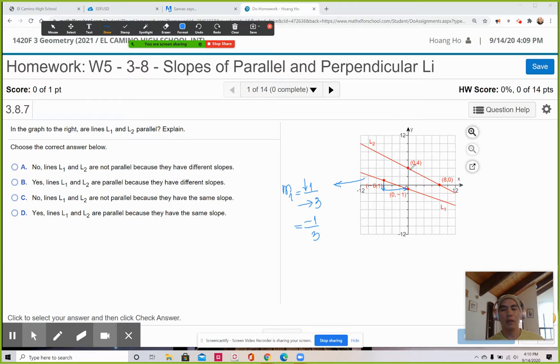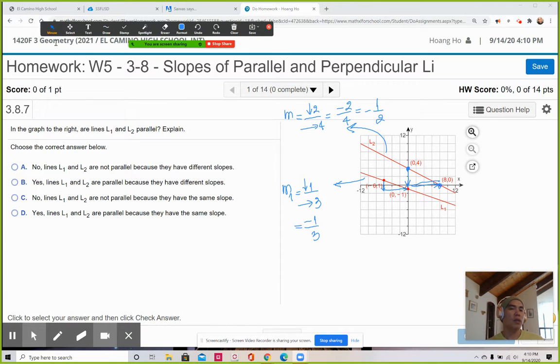Look at line 2 over here. From this point, go to this point. Down 2, go to the right side 4. Okay, so the slope of this line is down 2, go to the right side 4. So down 2, -2, -2/4, so -1/2. And you see the two slopes are completely different, -1/3 and -1/2.